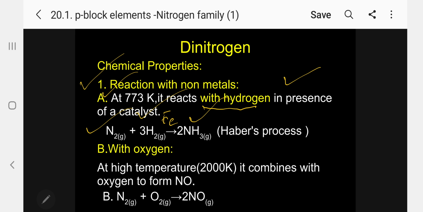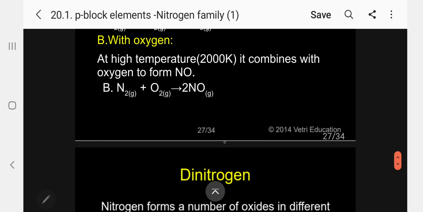Please follow. Reaction with oxygen: at a high temperature of 2000 Kelvin, it combines with oxygen to form NO, nitric oxide. So N2 plus O2 gives 2NO gas. Please follow.